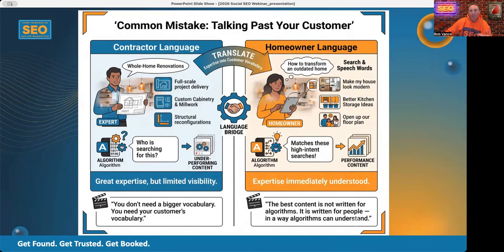And none of this means abandoning professional language. Your expertise still needs to come through. It just means translating that expertise into the words that your customers are already using in their own heads. And so, great marketing isn't about saying more. It's about being understood immediately by the person you're trying to reach. There's no ambiguity there. And so the best content is not written for algorithms, it's written for people in a way that the algorithms can understand. So you're still writing, you're still producing, you're still doing SEO for algorithms and homeowners both, but the distinction is what we're trying to clarify here.